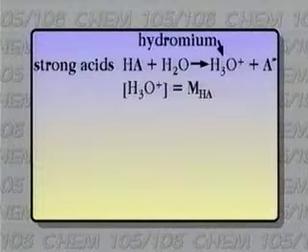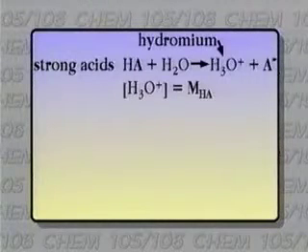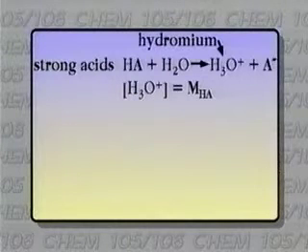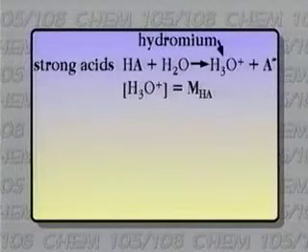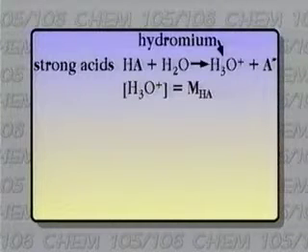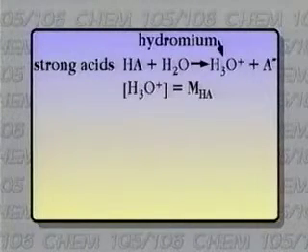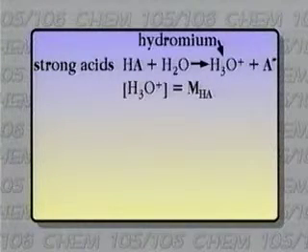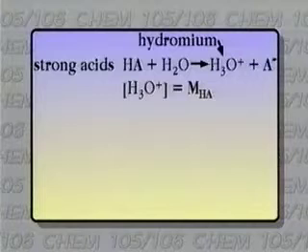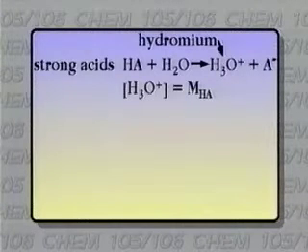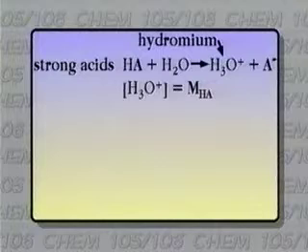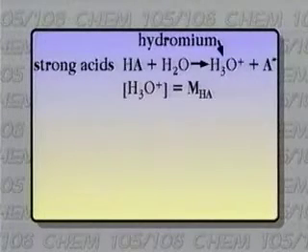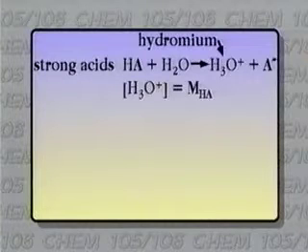Now the little brackets around the hydronium ion that we see here, and we'll see this in the rest of the text, those little brackets mean moles per liter. So anytime you see an ion or a compound in brackets, it means that we're expressing its concentration in units of moles per liter. So what we're saying here is that the molarity of the hydronium ion is in fact equal to whatever the molarity of our initial acid was.